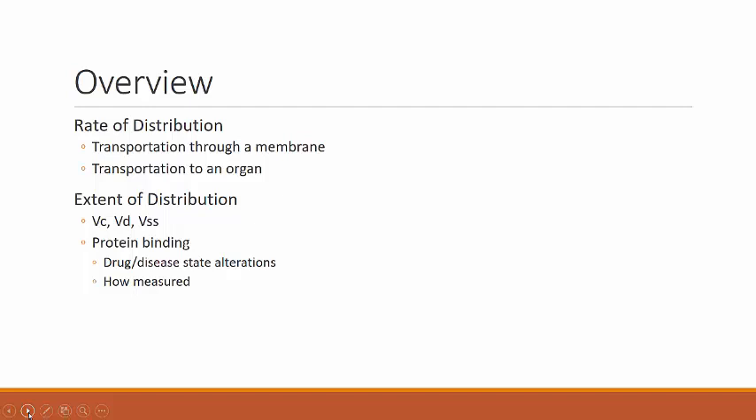And then, of course, I've spilled the beans, protein binding is the most important determinant of volume of distribution. So we're going to talk about what determines protein binding. We're going to talk about drugs and diseases that might alter protein binding, and we're going to talk a little bit about how we measure protein binding. That's it.